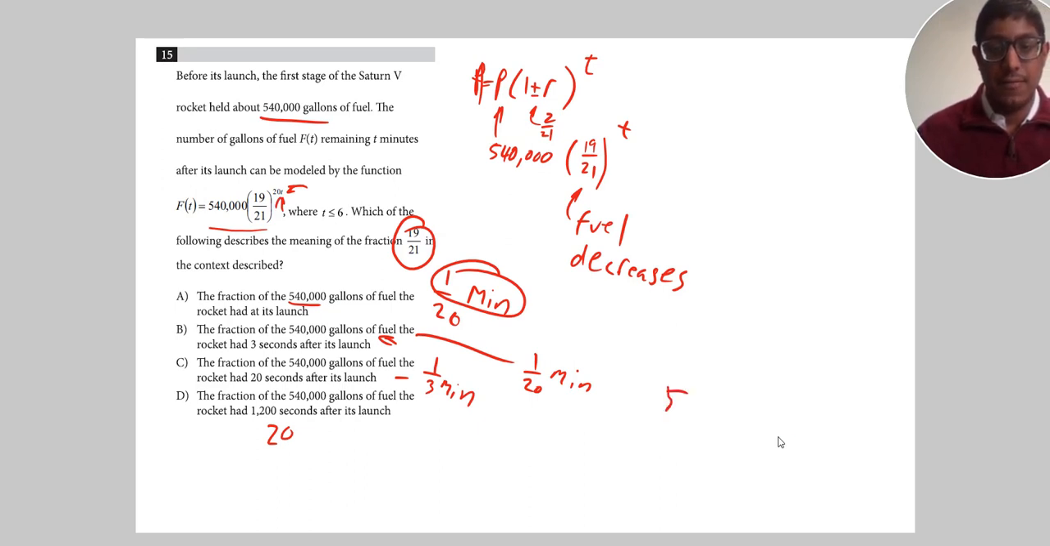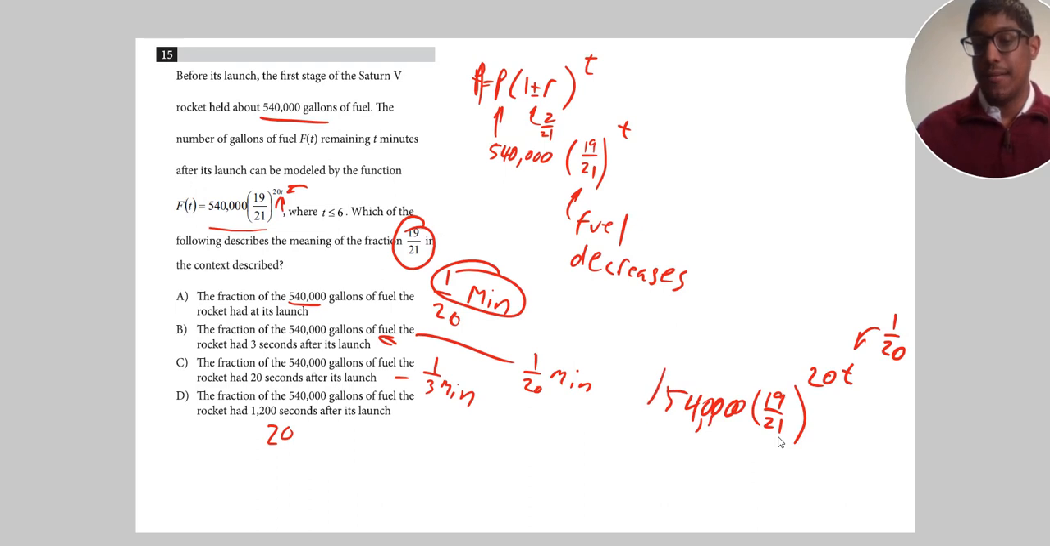540,000 times 19 over 21 raised to the 20 times t. If t is 1/20, which is basically 3 seconds expressed as minutes, then the exponent ends up being 1. And we end up multiplying 540,000 by just 19 over 21, which means that's the fraction left after 3 seconds.